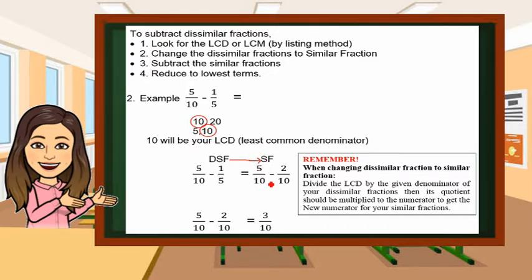We use the LCD as the denominator. So 10 divided by 10 is 1. 1 times 5, we will get 5 here. So the answer is 5/10. 10 divided by 5 is 2. 2 times 1 is 2. We will get 2/10. So after we change the dissimilar fractions to similar fractions, we can now subtract them. So 5/10 minus 2/10, we will get the answer of 3/10. So that's it. I hope you learned a lot from this lesson.